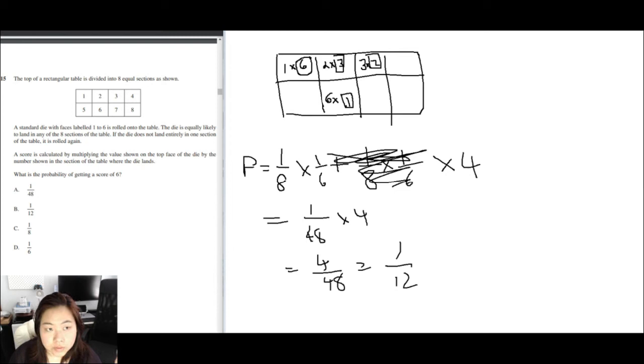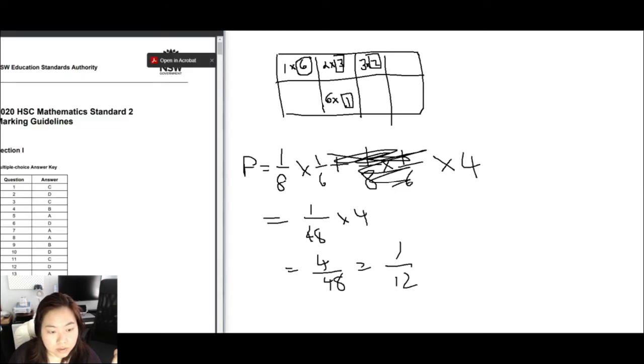15B, a 12th. Okay, that's all of the multiple choice. Let me have a stretch and I'll get into section 2.